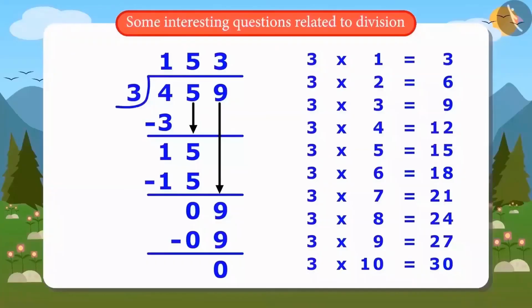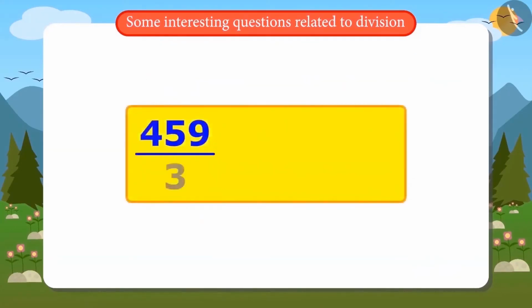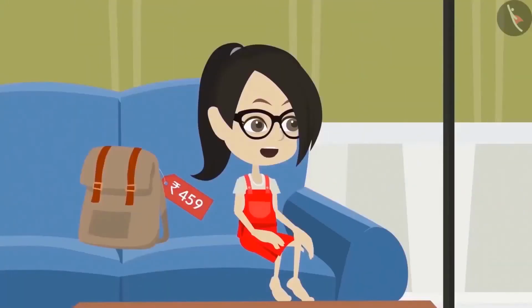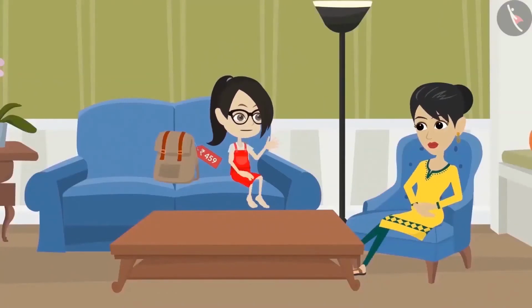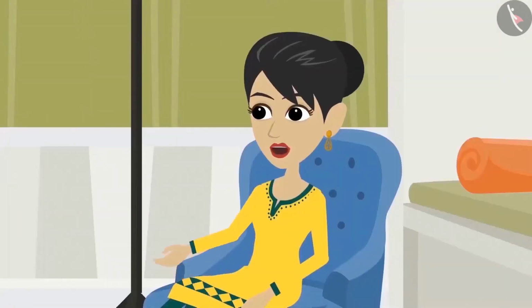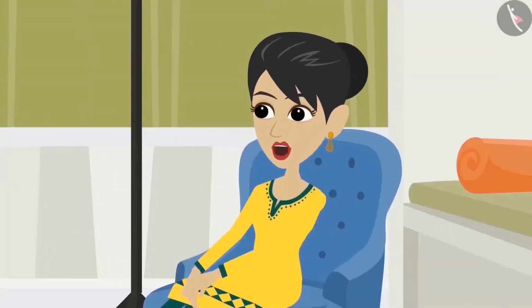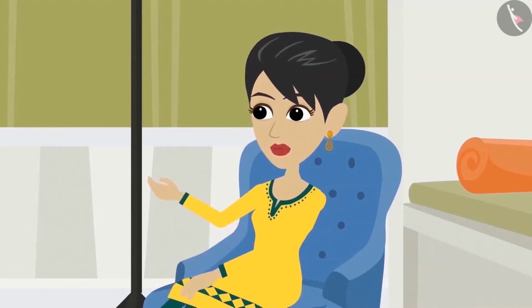Now look, there is no digit left to divide. So this means that the whole number is divided by 3, and the answer is 153. That means if we divide 459 into 3 equal parts, one part will have 153. "Yes. That means my old bag came for 153 rupees." "Yes, Vandana." "But Mother, how will we know that this answer is correct?" "Very easy. Multiply 153 by 3 and see if the answer came to 459, then you divided it correctly."